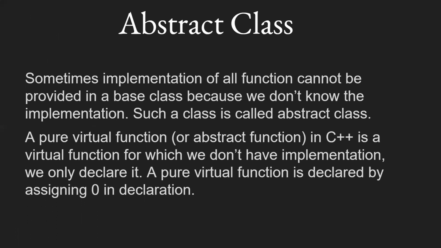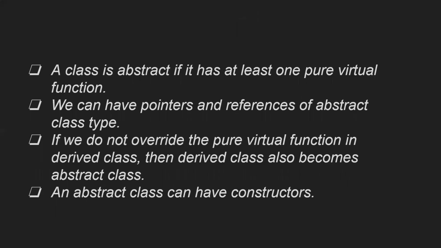Sometimes the implementation of all functions cannot be provided in a base class because we don't know the implementation. Such a class is called an abstract class. A pure virtual function or abstract function in C++ is a virtual function for which we don't have an implementation; we only declare it. A pure virtual function is declared by assigning 0 in the declaration. A class is abstract if it has at least one pure virtual function.